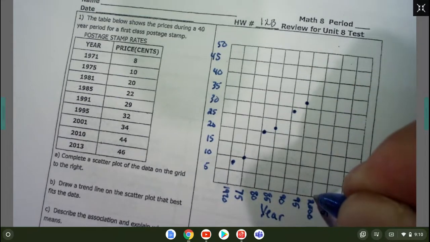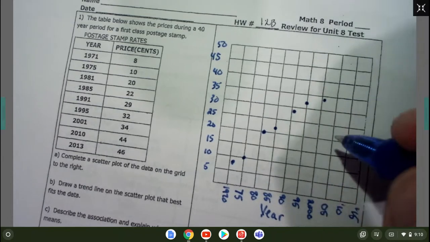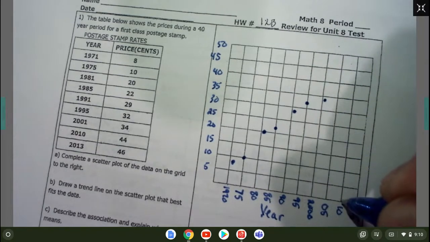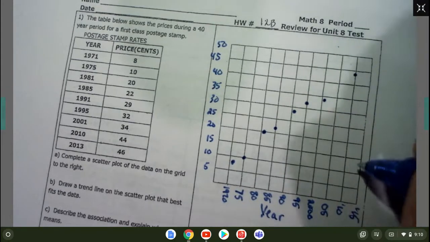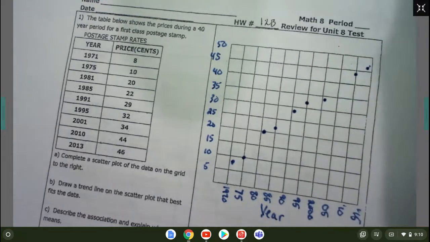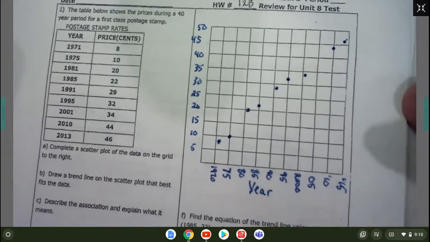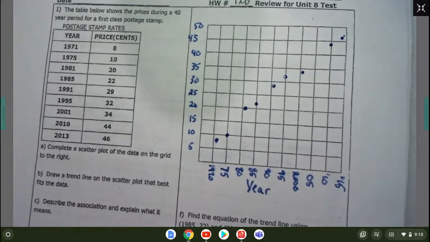2001, we have 34 cents. 2010, another one on the line, I like that, 44 cents. And 2013, we have 46 cents. All right, hey, that's a pretty good scatter plot. We can definitely see a trend there happening.